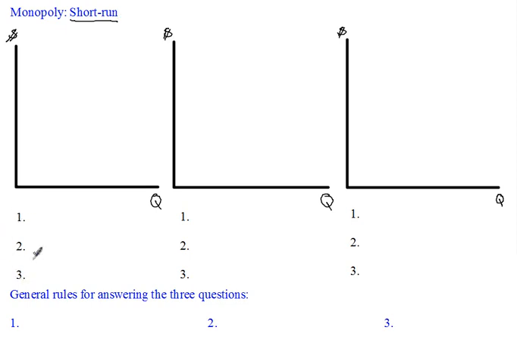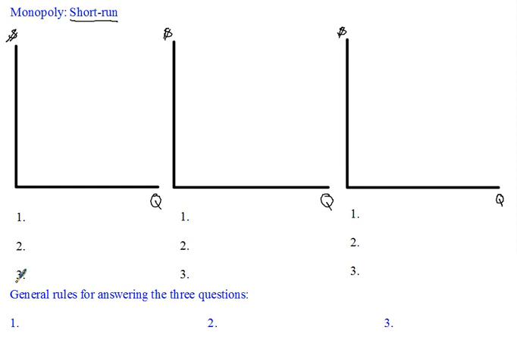The three questions that the firm is trying to answer are: one, how much to produce, how much of the good, whatever it is they're producing, how many should they make? Number two, are they operating at a profit or a loss? And number three, in the short run, should they stay open or shut down?